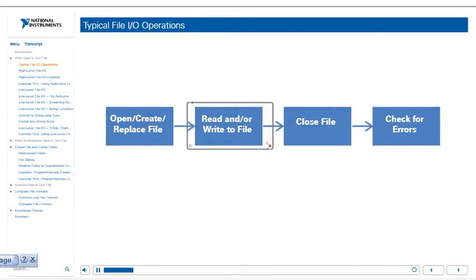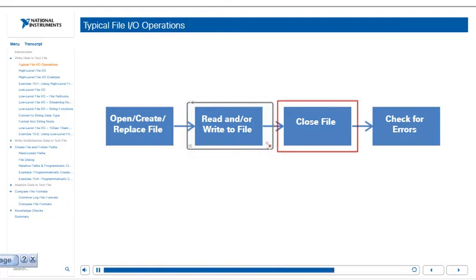When accessing files in LabVIEW, there is a typical file I/O programming flow. First, you will open or create or replace the file. Second, you will read or write to the file. Third, you will close the file when finished. And finally, you will check if an error has occurred.